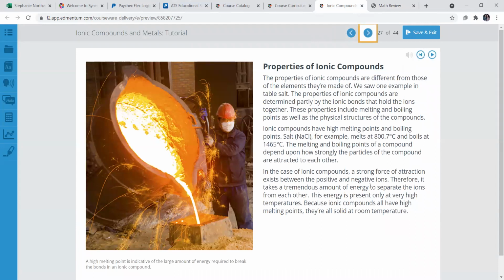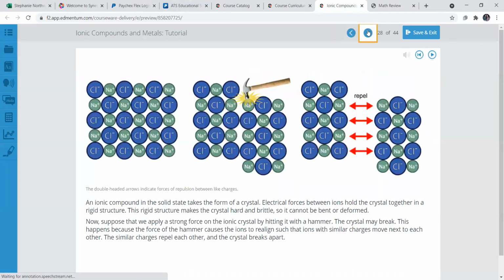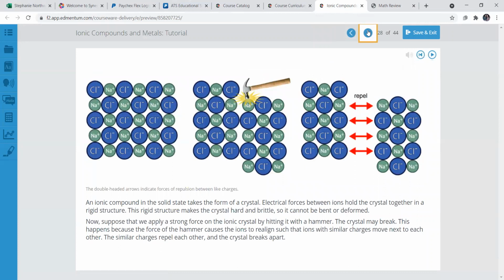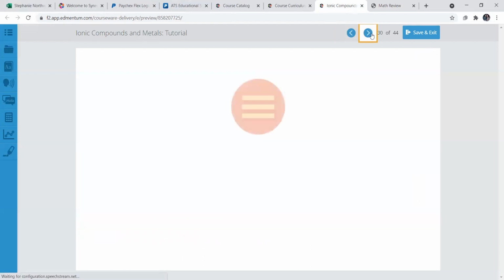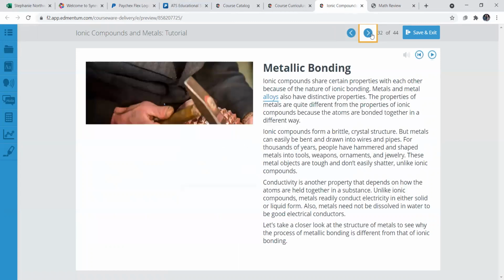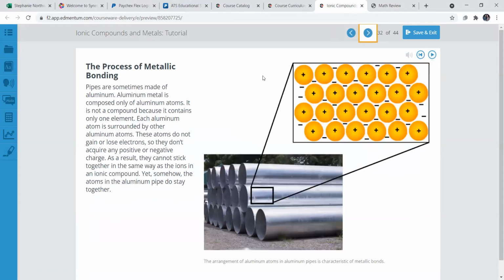Ionic compounds, just kind of goes over ionic compounds. They're pretty interesting when you think about it. Just some more ionic compounds here. Metallic bonding. All right, so let's just talk about this. It shows the process of how things are bonded together.